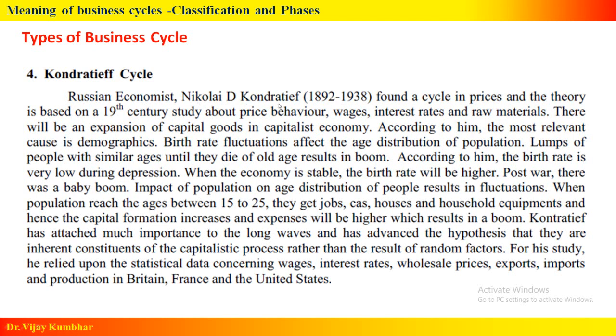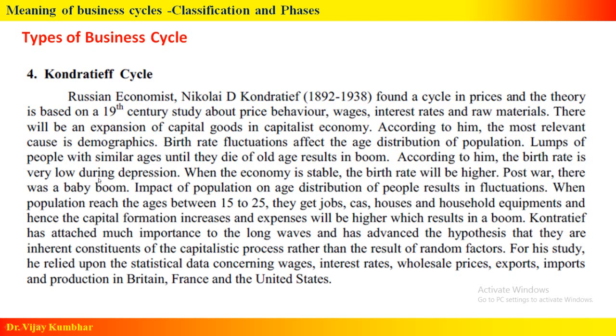Russian economist Nikolai Kondratiev found a cycle in prices, and the theory is based on a 19th century study about price behavior, wages, interest rates, and raw materials. There will be an expansion of capital goods in the capitalistic economy. According to him, the most relevant cause is demographics; birth rate fluctuation affects the age distribution of the population. Lumps of people with a similar age until they die of old age result in boom. According to him, the birth rate is very low during depression. When the economy is stable, the birth rate will be higher.